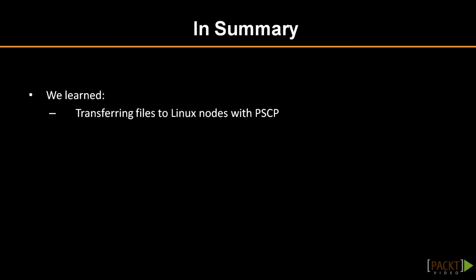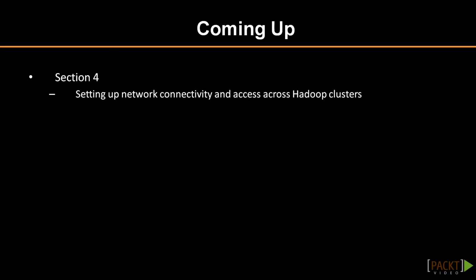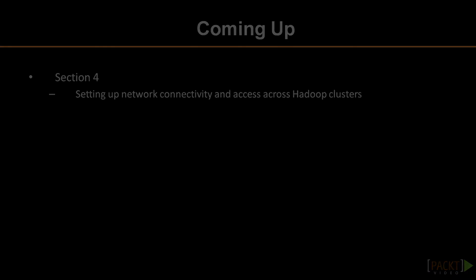So to summarize, we learned how to transfer files using the PSCP tool. We transferred the original private key file to our Amazon instance. We then put the file into the root directory so we could easily log into the instance from any instance. Coming up in the next section, section 4, we will talk about network connectivity and access mechanisms between nodes in the cluster.